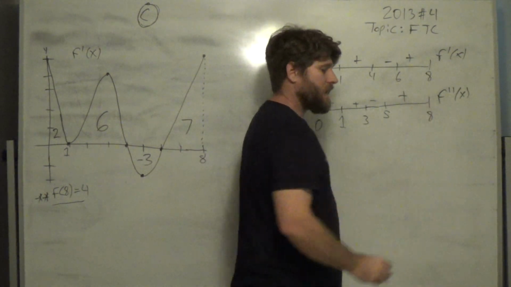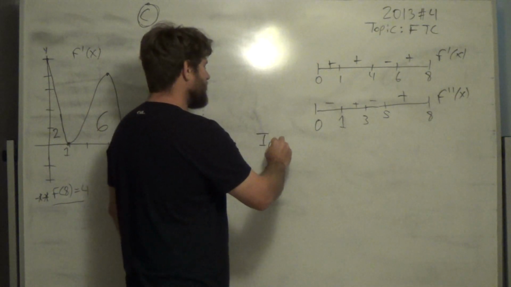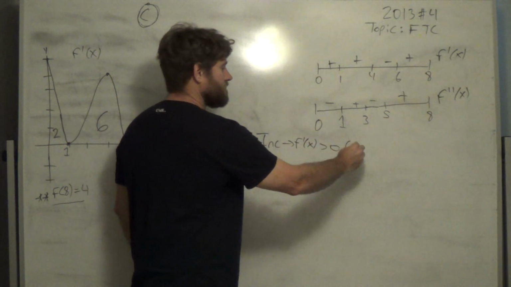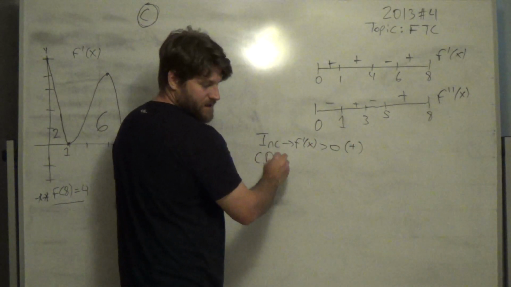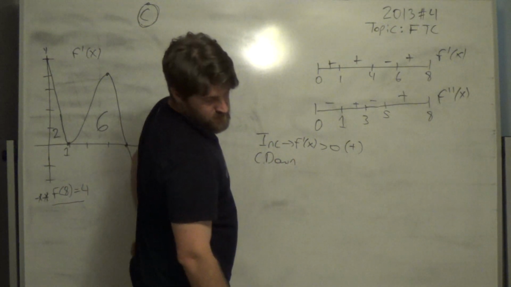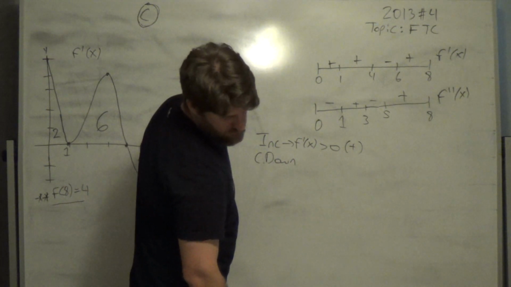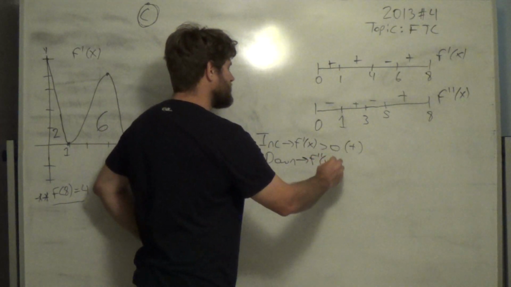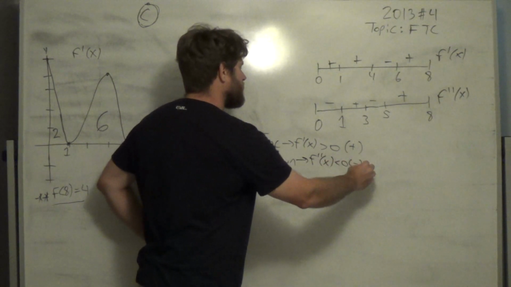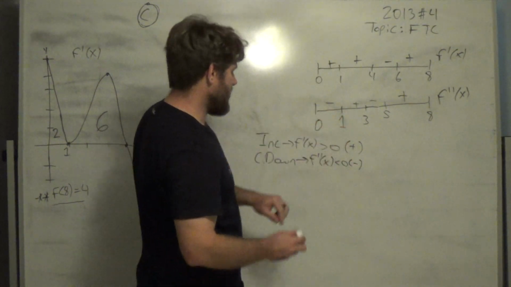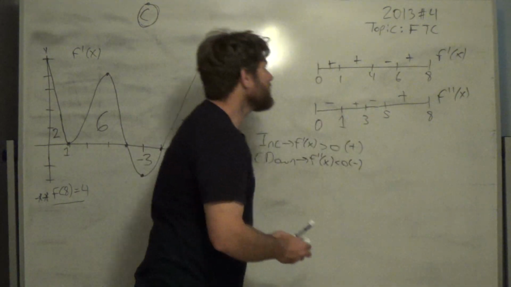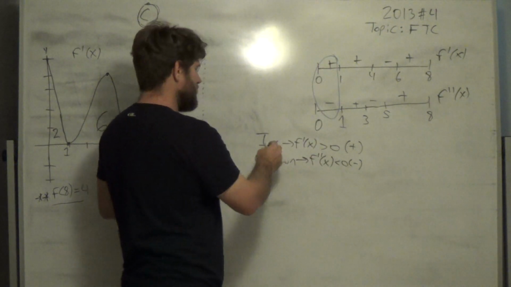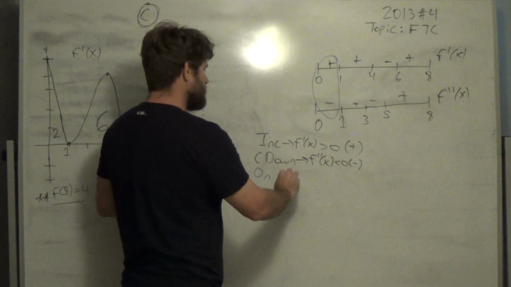Okay, now in this problem, they want it to be increasing. That means f prime x is positive, and they want it to be concave down. And concave down is, making sure that's correct, when the second derivative is negative. So I want this one to be positive, this one to be negative. Notice that happens here. So increasing and concave down on the interval 0 to 1.